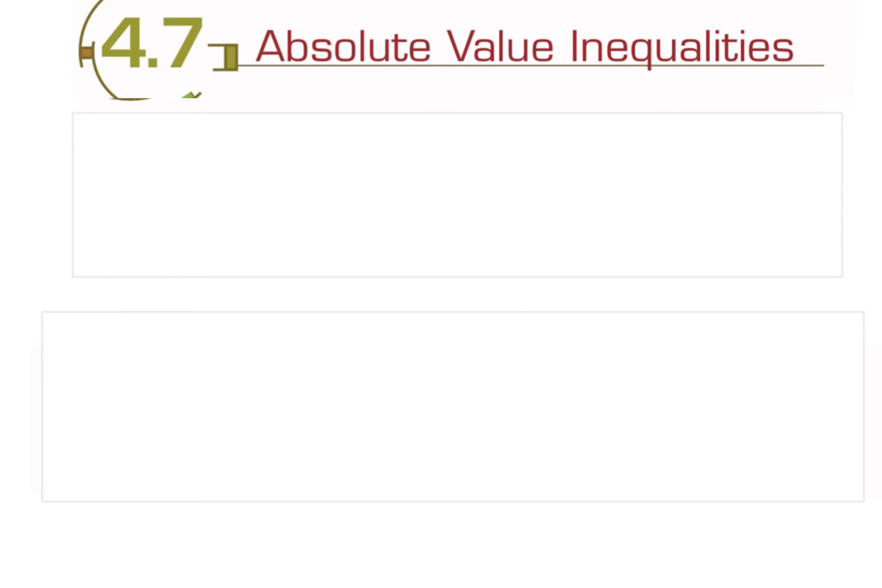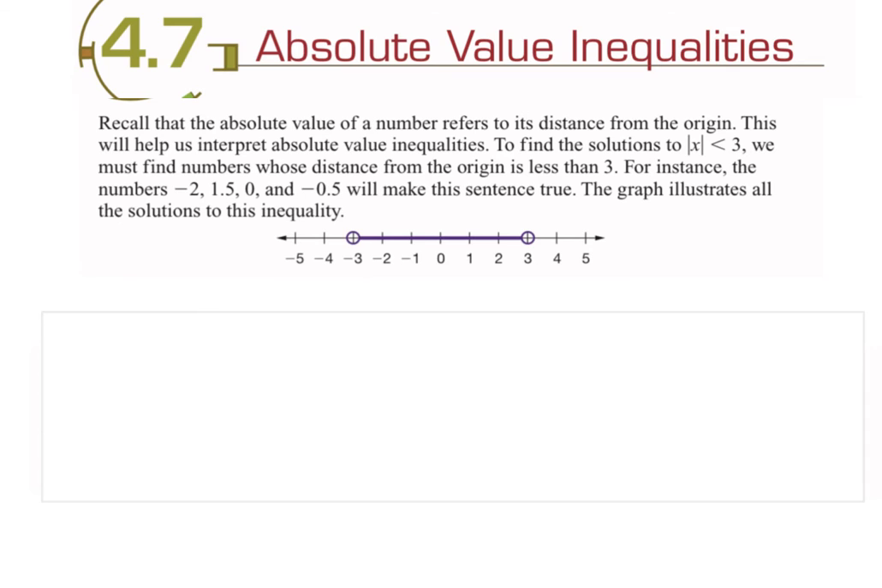So absolute value inequalities are a little bit different. The absolute value of a number is the distance from the origin, but now we're going to look at the absolute value not equal to a number, but in comparison, either greater than or less than a number, okay? And so for this one, I have that what's inside could possibly be less than 3.